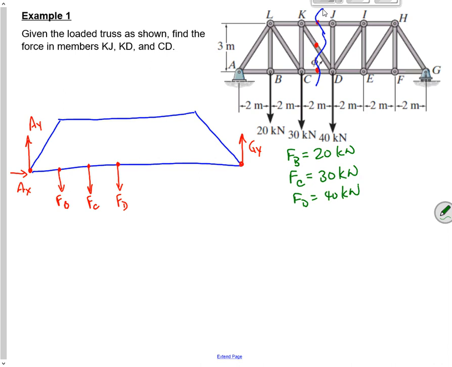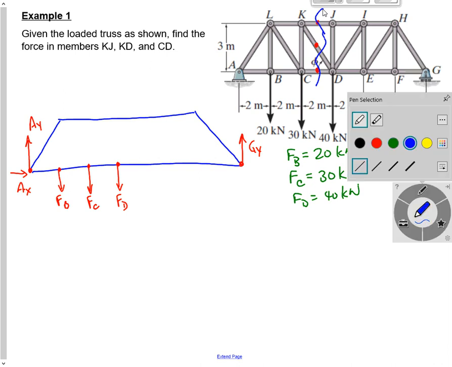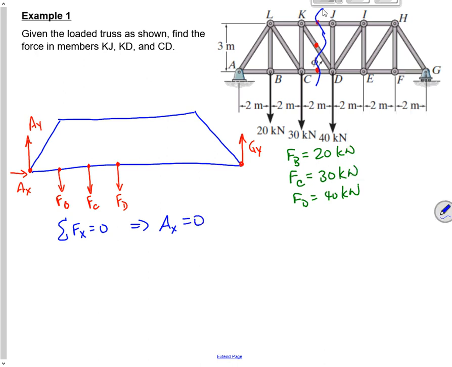So if I want to find AX and AY, what I would do first is do the sum of the forces in X. That has to be equal to 0, and that tells me that AX equals 0.